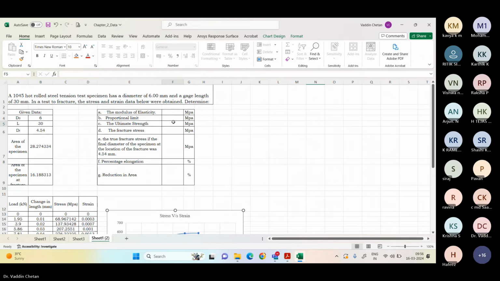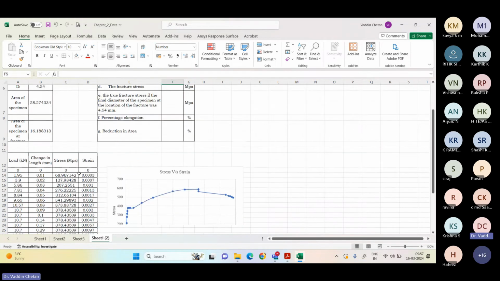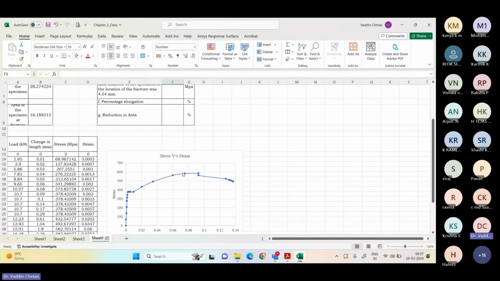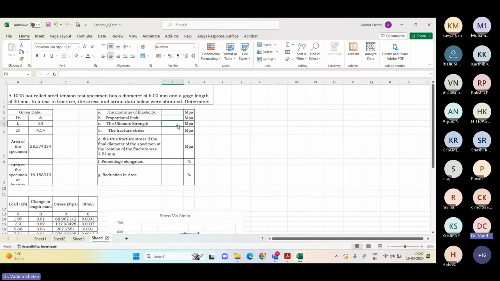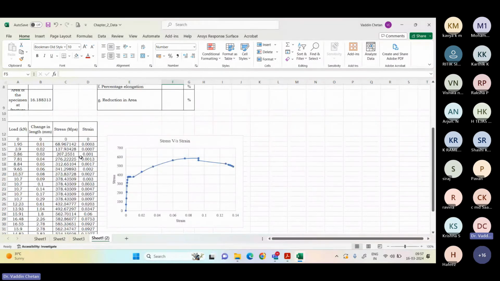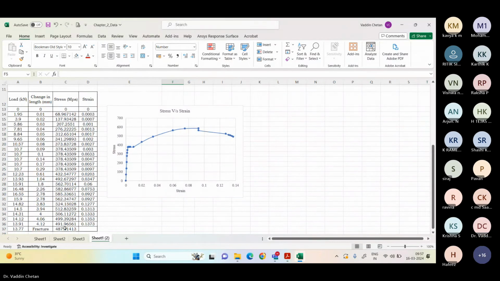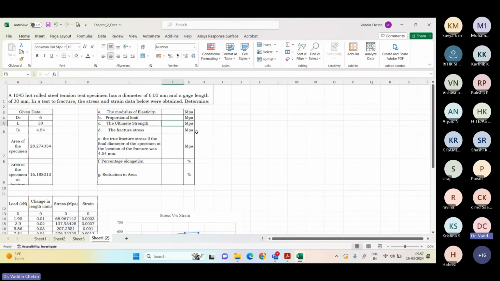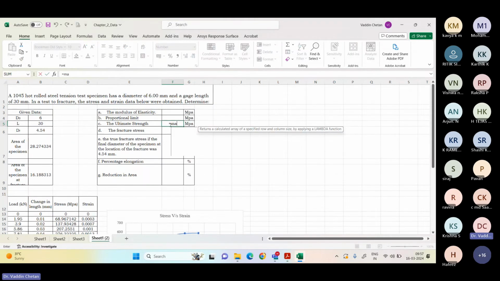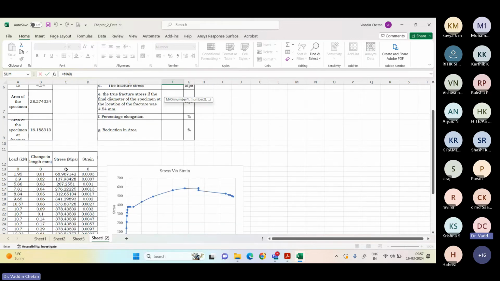Here, first, let me go with the ultimate tensile stress. Ultimate tensile stress means the maximum value of stress, which I can see at this point. So I need to calculate the maximum value among all these cells, and it's very difficult for me to count. So I have a function called MAX: equal to MAX, tab it, and select these cells.